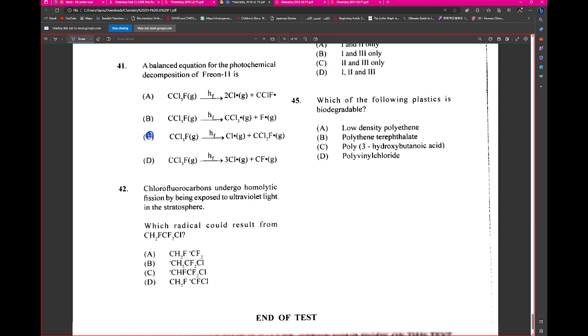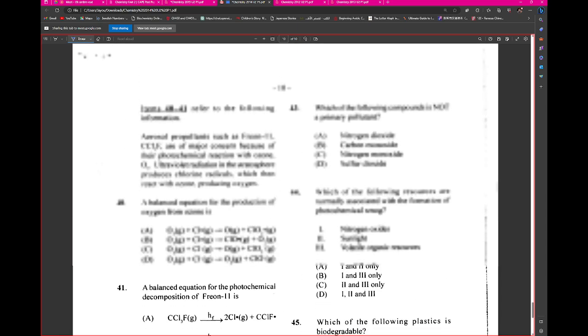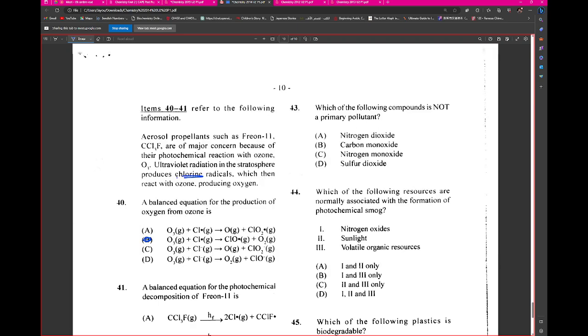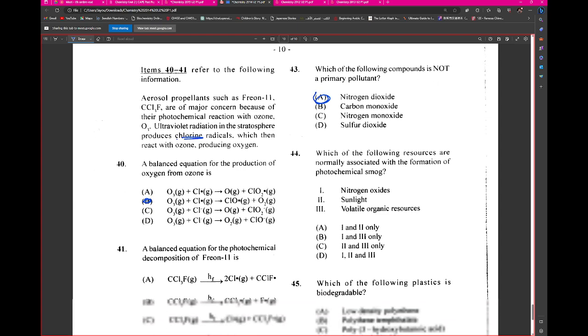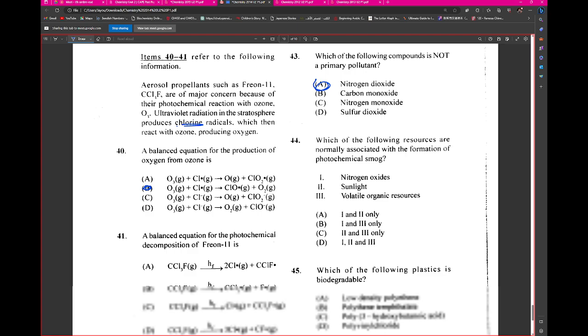Chlorofluorocarbons undergo homolytic fission by being exposed to UV light in the stratosphere. Which of the following radicals could be a result of that? A, right? Yeah, wonderful, thank you. Now let's load up. Which of the following compounds is not a primary pollutant? Nitrogen dioxide. Which of the following are normally associated with the formation of photochemical smog?